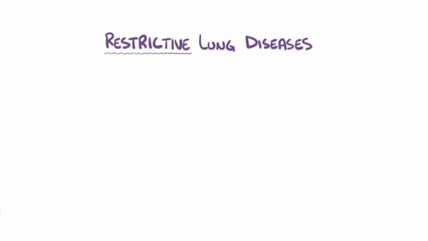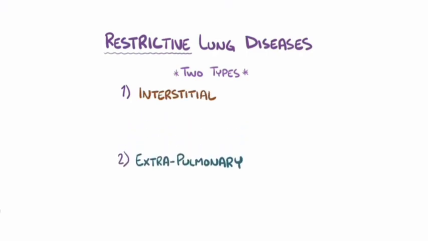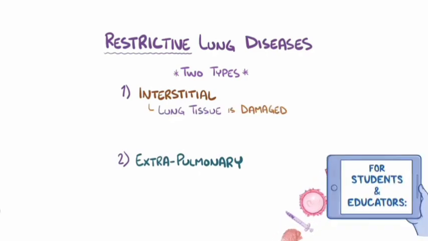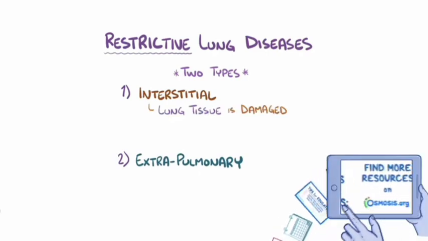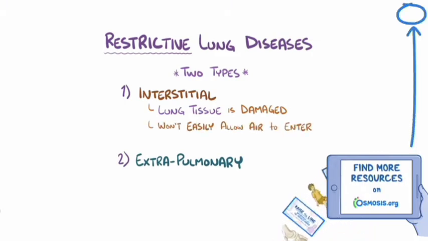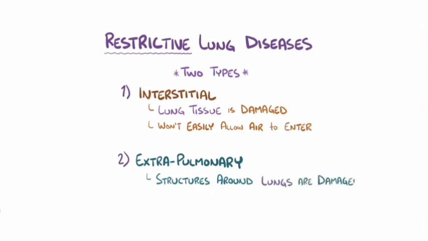Restrictive lung diseases come in two types, interstitial and extrapulmonary. For the interstitial type, it refers to the lung tissue itself being damaged. Imagine a lung being hard and stiff like tough rubber. That lung tissue won't easily allow air to go in during inhalation, thereby reducing the lung volume. In extrapulmonary, the structures around the lung have been damaged, which doesn't allow for chest expansion. Think about how hard it'd be to take a breath when you have someone sitting on your chest.